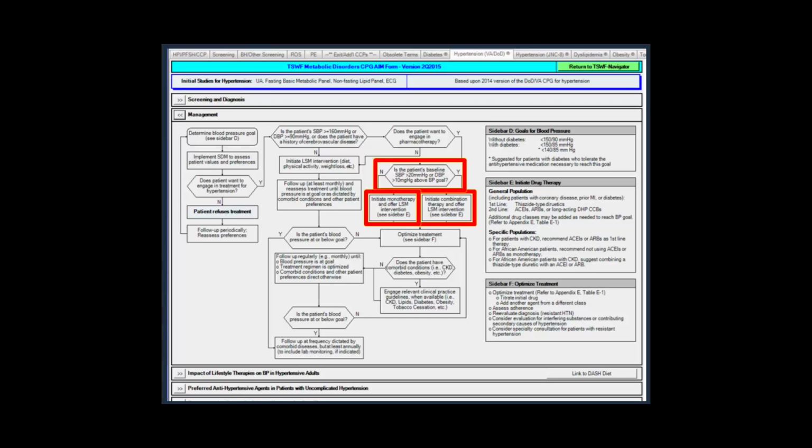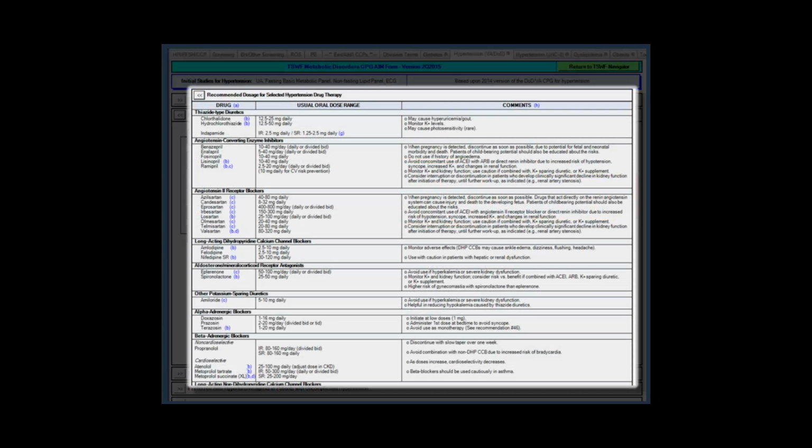Now, in starting a medication, the guidelines give us a couple of evidence-based recommendations. For most patients, the preferred first-line drug is a thiazide-type diuretic, and the preference, if you read the full guidelines, is either chlorthalidone or indapamide instead of hydrochlorothiazide. The recommended doses for these medications are a little further down on the tab in the recommended dosage for selected hypertension drug therapy tab.